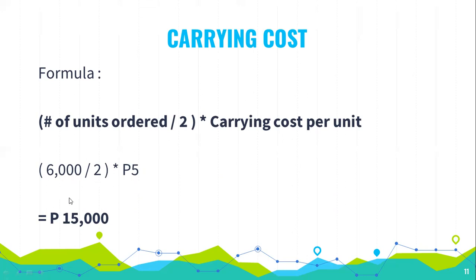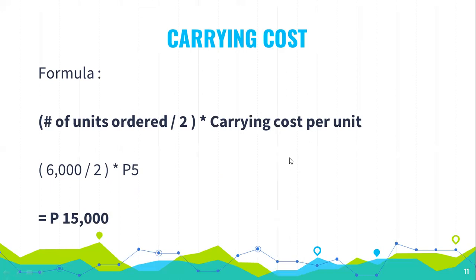So yun yung average na inventory ng company. Then, we will multiply the average inventory to the carrying cost per unit. So ang gagawin natin, we will multiply 3,000 units, so yun yung average inventory, times 5 pesos. Therefore, the carrying cost is 15,000 pesos. So that is the carrying cost.